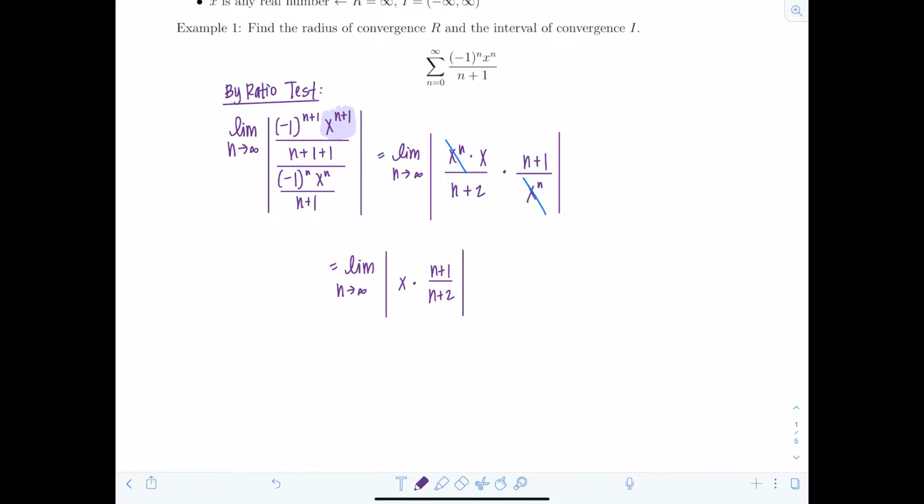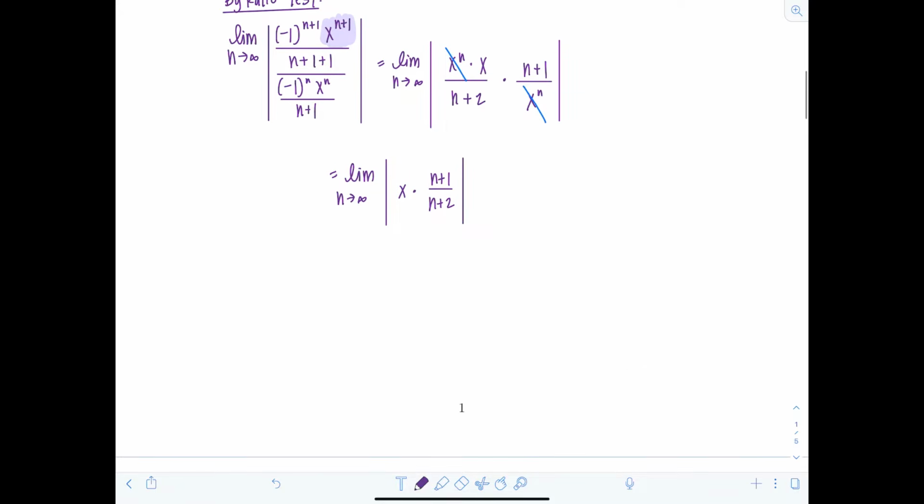All right. Now I can split up the absolute value and write this as the product of the absolute value of x times the absolute value of (n plus 1) over (n plus 2).